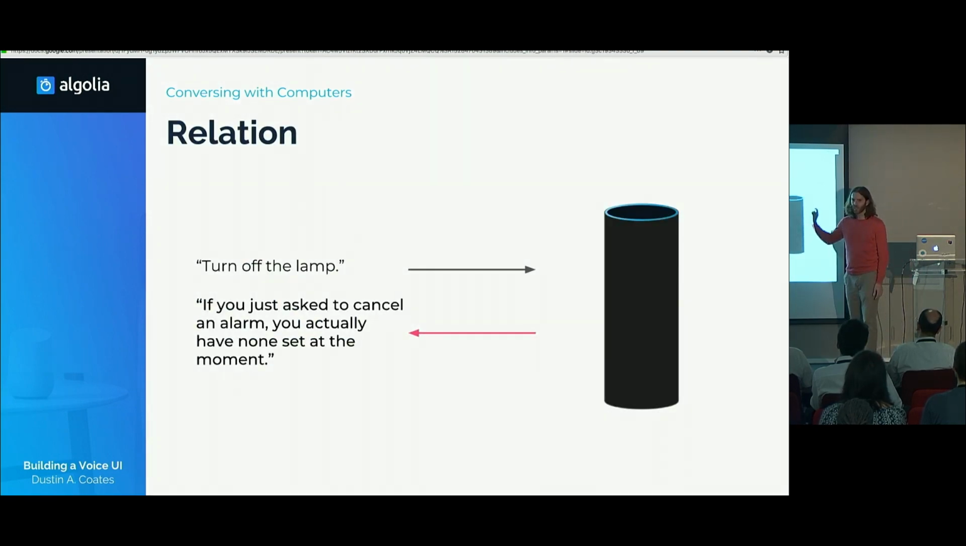This one kills me. So I've got many devices at home, but Google Home is the one I use the most. And I'll say often, "Turn off the lamp." And one time out of 5, maybe one time out of 4 or 3, Google Home says, "If you just asked to cancel an alarm, you actually have none set at the moment." I asked for the lamp. You're telling me something not related to that at all.